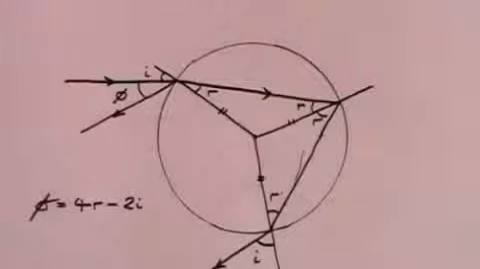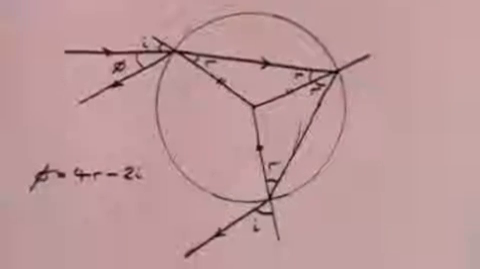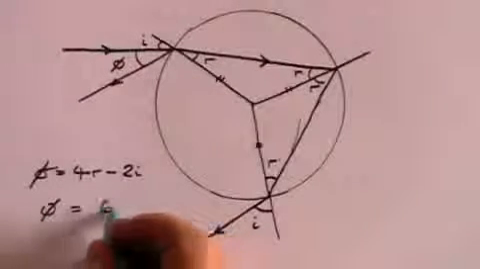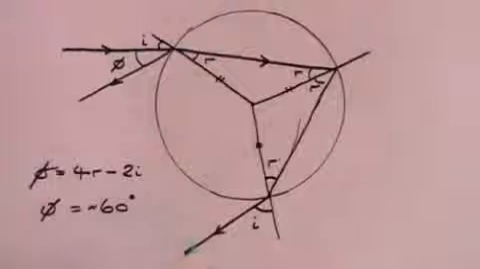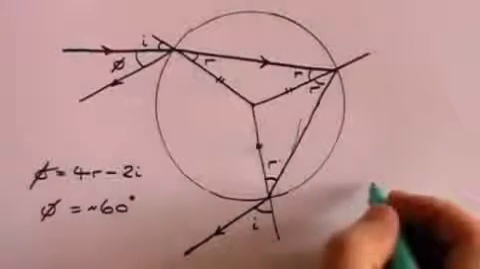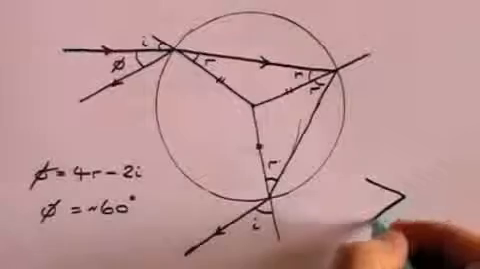And what you can show by applying Snell's law is that phi has a maximum angle, and that is approximately 60 degrees. It cannot get any bigger than that. And that means that light from this raindrop comes out in the form of a cone.